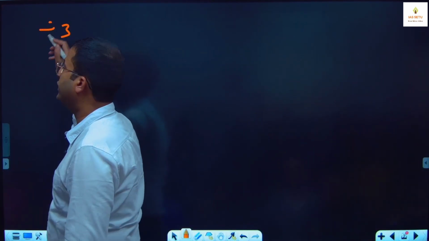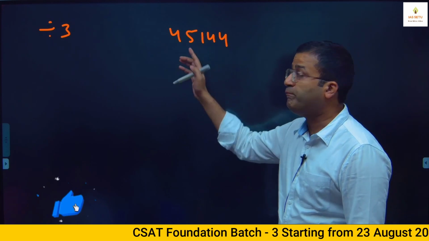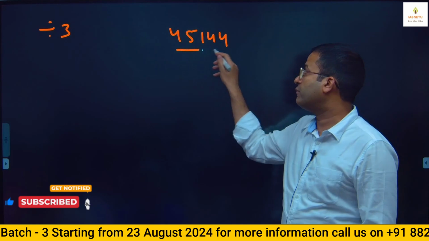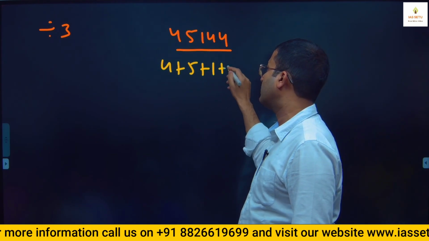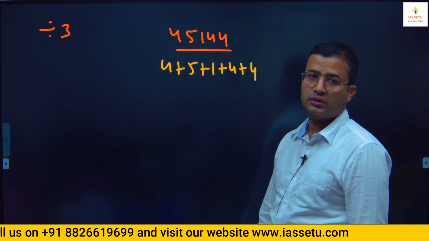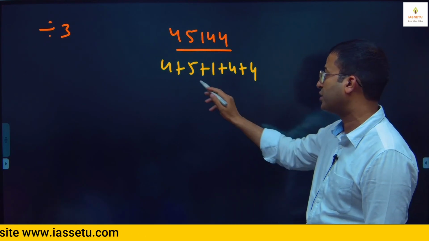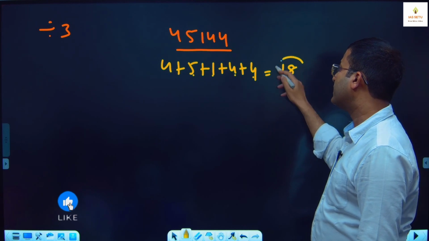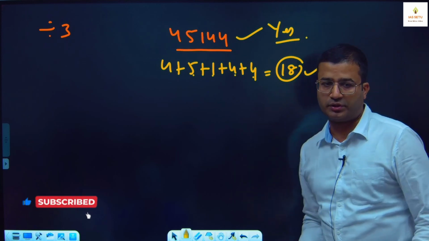I think many of you already know. Divisibility of 3, the concept is like, the number is 4, 5, 1, 4, 4. Sum of the digits, no need to check the complete number, just the sum of the digits. See here what we will do, we take the sum of the digits: 4 plus 5 plus 1 plus 4 plus 4. If the sum of the digits is divisible by 3, then the complete number is divisible by 3. 4 plus 5, 9, 10, 14, 18. And this 18 is divisible by 3, yes. So it means this complete number is divisible by 3.